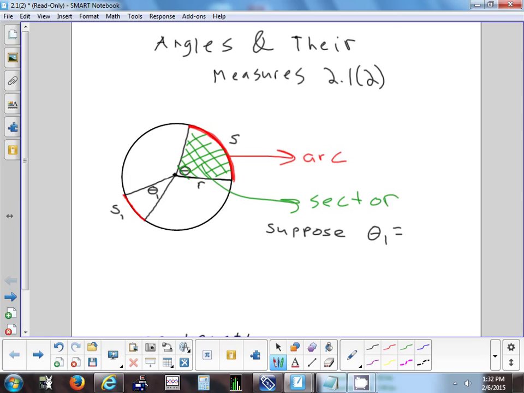This shape is called a sector. Kind of think of a piece of pizza, right? A piece of pizza, that's a sector. It's got one curved edge, and it's got the two straight ones on the sides. So we'll look at those two formulas.